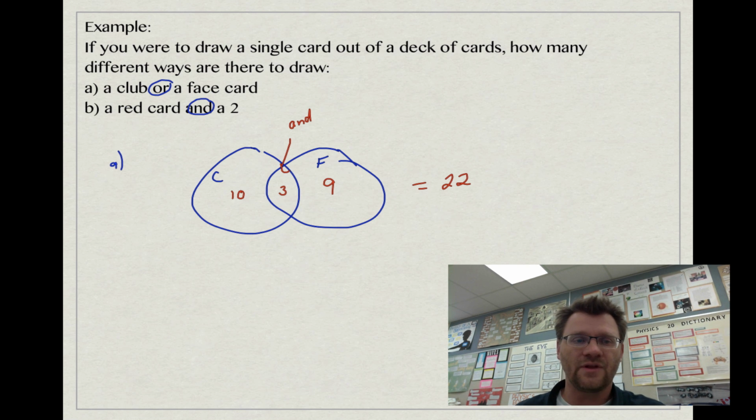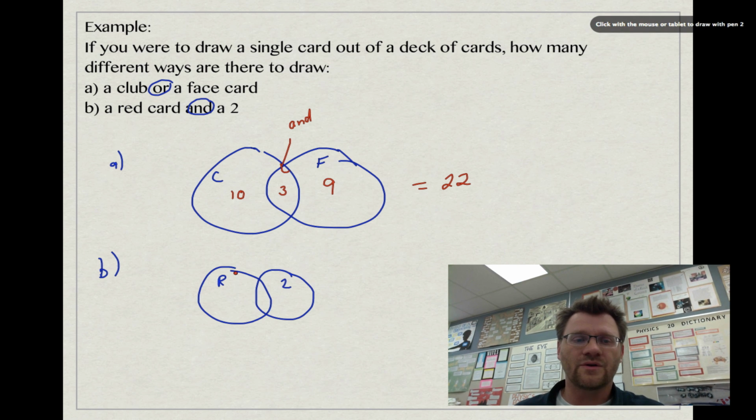Now, part B is a little bit different, because it says a red card and a 2. So we could do the same thing. We could have red cards, and we could have 2s over here. And we should know, hopefully, that there are 2 suits that are red, diamonds and hearts, and each suit has 13 cards in it, which makes 26 red cards. But 2 of those red cards are going to be 2s as well. So this and part in here is going to be 2. And that would be the 2 of hearts and the 2 of diamonds. That means we have 24 over here.